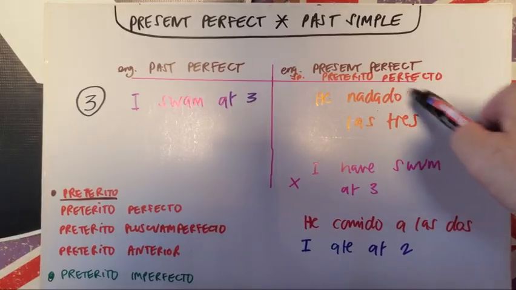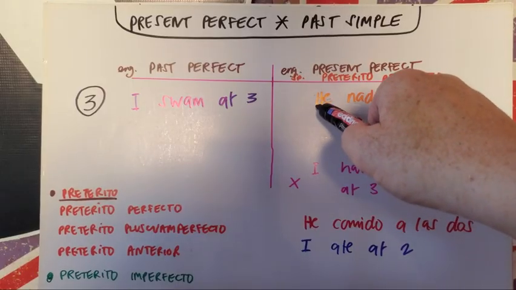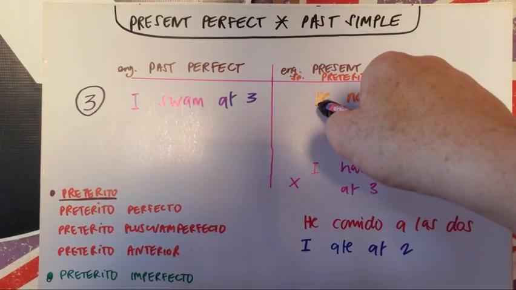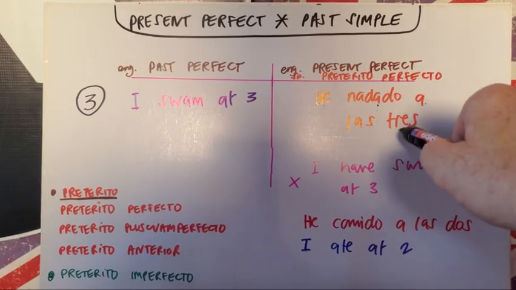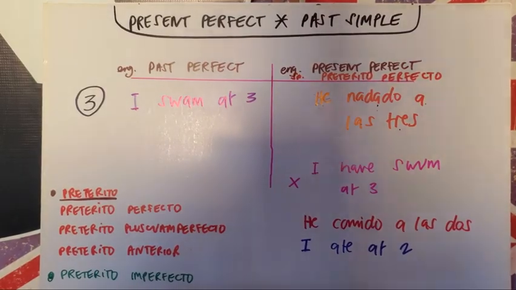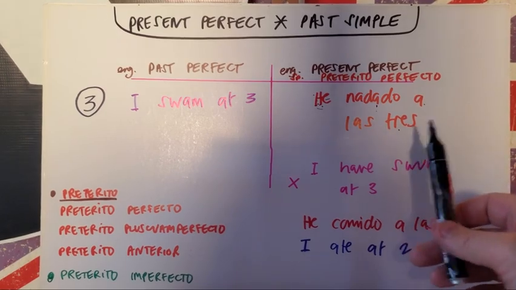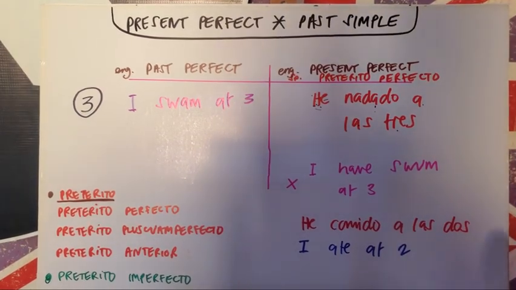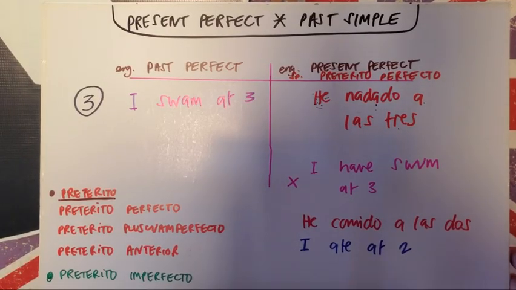He nadado a las 3. In English, that would translate literally as I have swum at 3. But in Spanish it means you can say it as I swam at 3. So when they say, he nadado a las 3, you think literally it means I have swum at 3. They mean it to mean I swam at 3.